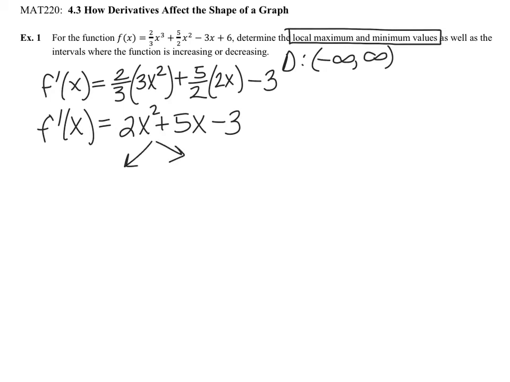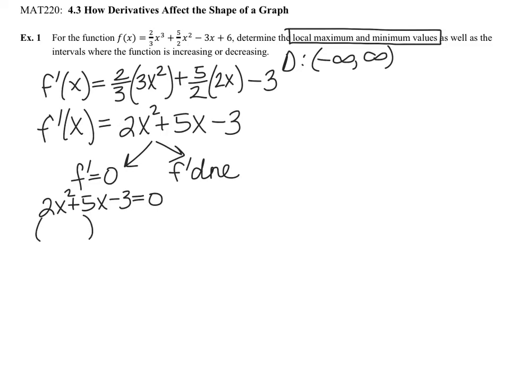Now to find critical numbers, remember we're going to branch off and we're going to do two different things. We're going to find where the derivative is equal to 0 or where the derivative is undefined. So I'm going to set this derivative equal to 0. 2x squared plus 5x minus 3 is equal to 0, and solve this equation. So since this is a quadratic, a polynomial, I'm going to go ahead and try to factor it. And then if it doesn't factor, we can use the quadratic formula.